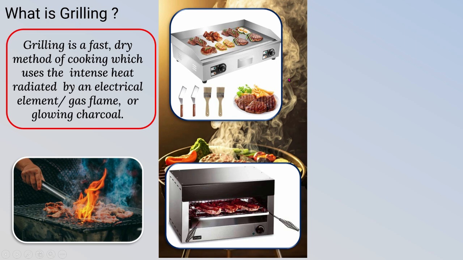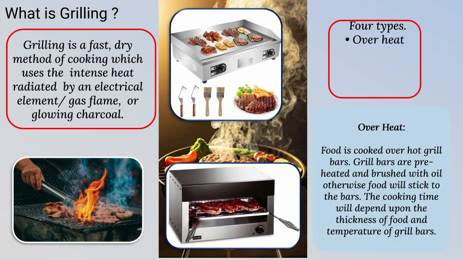Okay. Now let us go in depth about grilling. There are four types of grilling. One is over the heat grilling. What is over the heat grilling? From the name it is very clear. Food is cooked over hot grill bars. These are all grill bars, which you can see in the image.